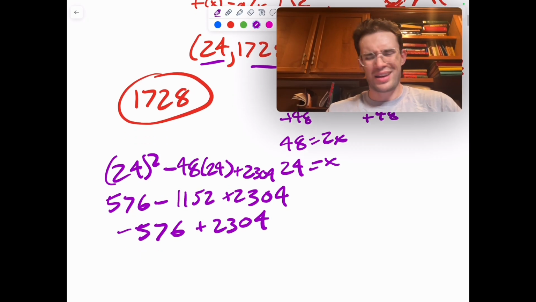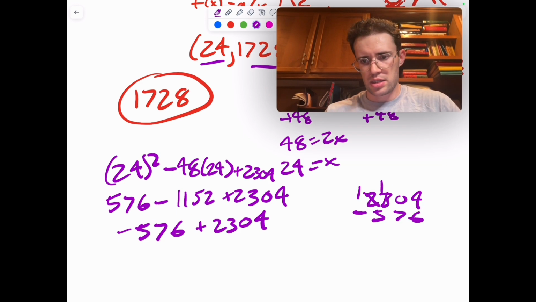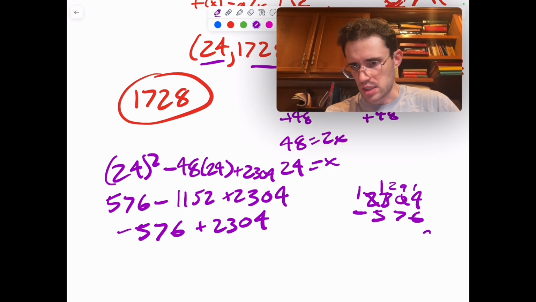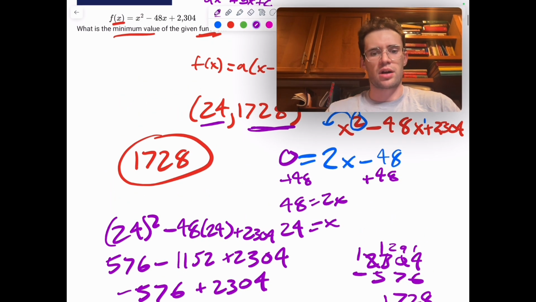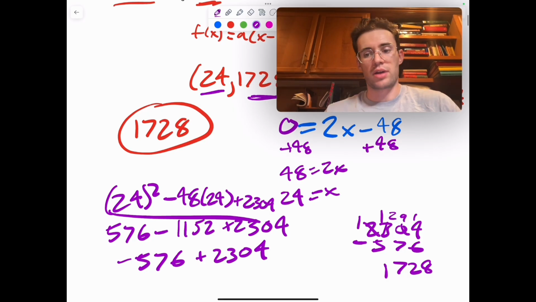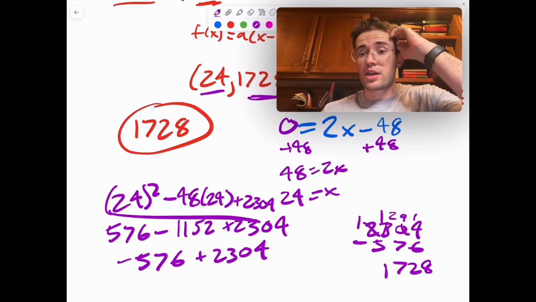And then, again, you can just use the calculator for this. I don't know why I'm doing this, but whatever. So 2304 minus 576. Okay, so 14 minus 6 is 8, 9 minus 7 is 2, 12 minus 5 is 7, so 1728. The same answer we got here. And if you just type this into your calculator, you'd get that. All right, so that's how you could do it with calculus.